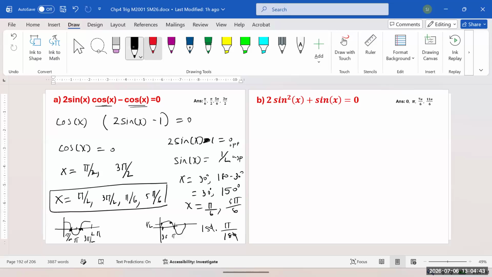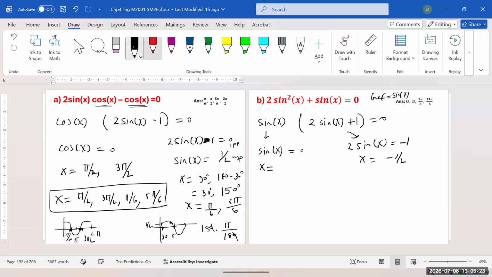Okay, the next one, sine squared and sine, they both have sine in them, so this is also GCF. Our GCF is sine x, so you factor out sine x, and what is left? Another sine x with the 2 in the front, plus 1 equals 0. And just like the previous one, we take each factor and set it equal to 0. 2 sine x equals -1. So we just need to find x, and here sine x is -1/2.